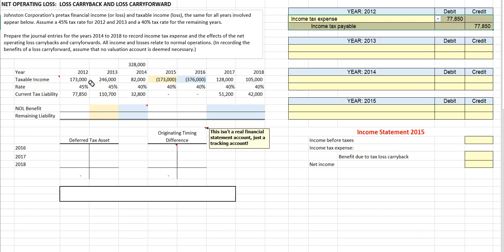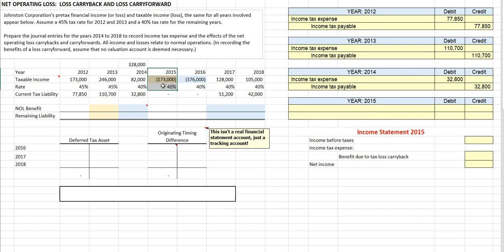For 2013, we had taxable income of $246,000, a 45% tax rate. So our income tax expense and taxes payable is $110,700. In 2013, we had a tax liability of $32,800. And then in 2015, we incur a net operating loss.